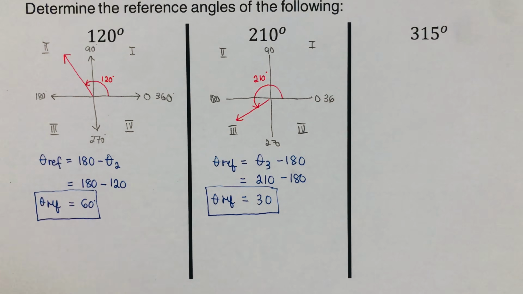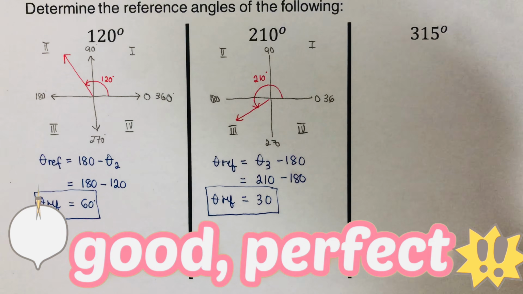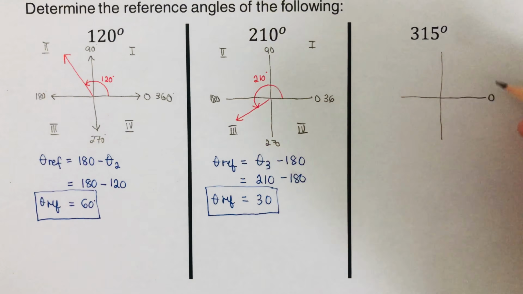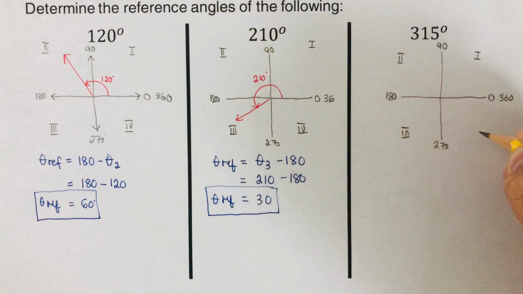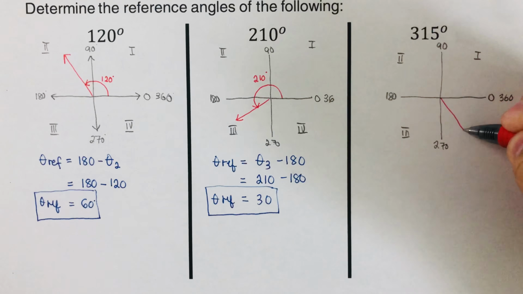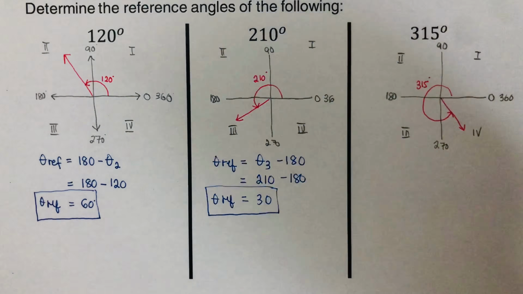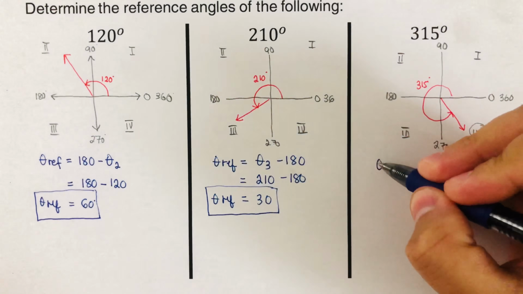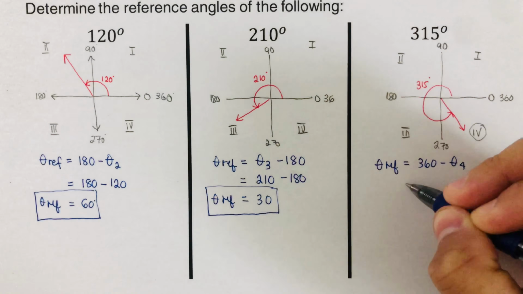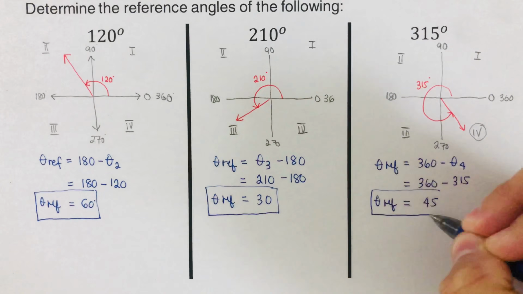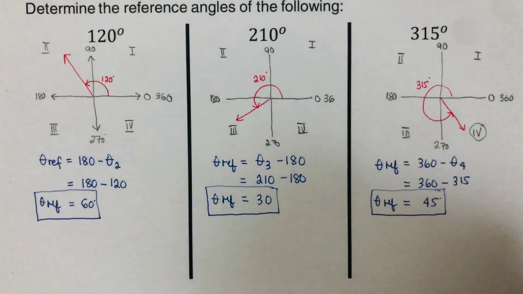Did you get the same answer as this? Good, perfect. Now let's move on to 315. So I'm going to draw the x and y axis right here. Okay, so the reference angle for 315 is 45 degrees.